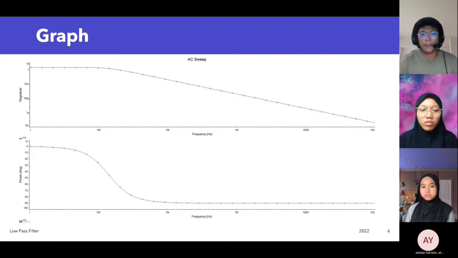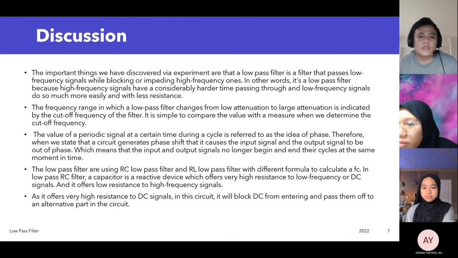Right. For discussion, the important thing we have discovered via the experiment is that a low pass filter is a filter that passes low frequency signals while blocking the high frequency ones. In other words, it is a low pass filter because high frequency signals have a considerably harder time passing through, while low frequency signals do so much more easily and with less resistance. The frequency range in which a low pass filter changes from low attenuation to large attenuation is indicated by the cutoff frequency of the filter.